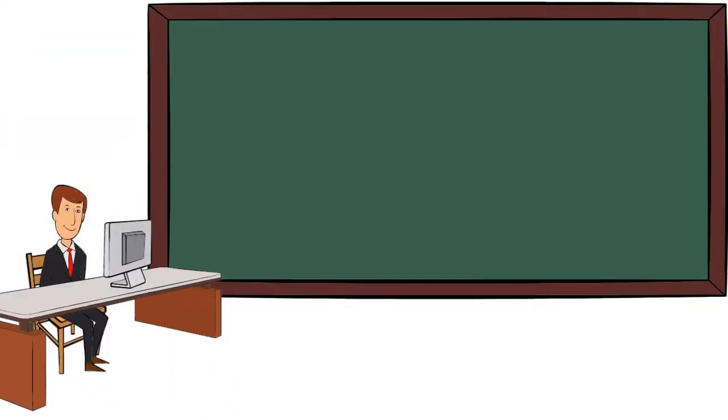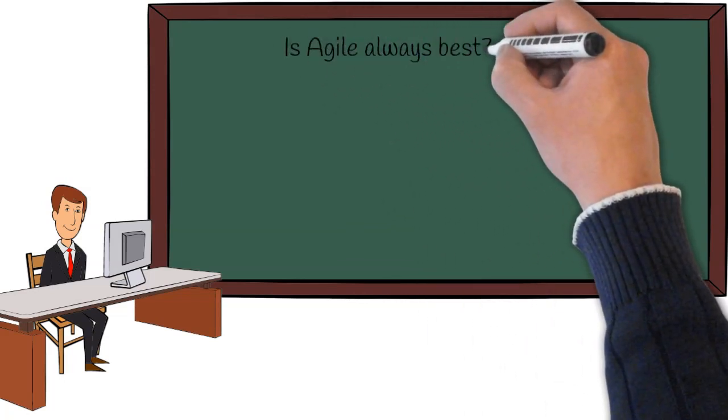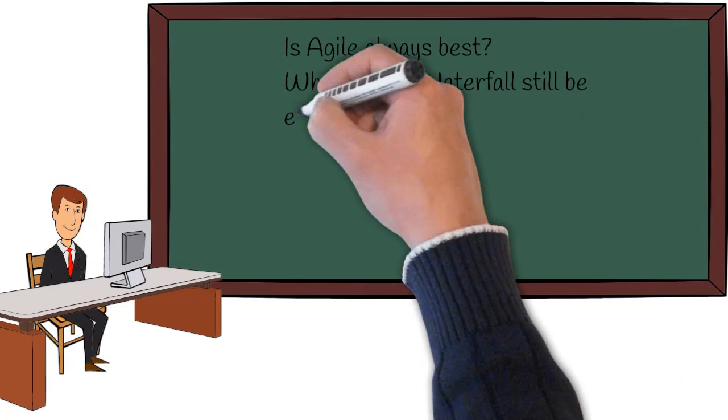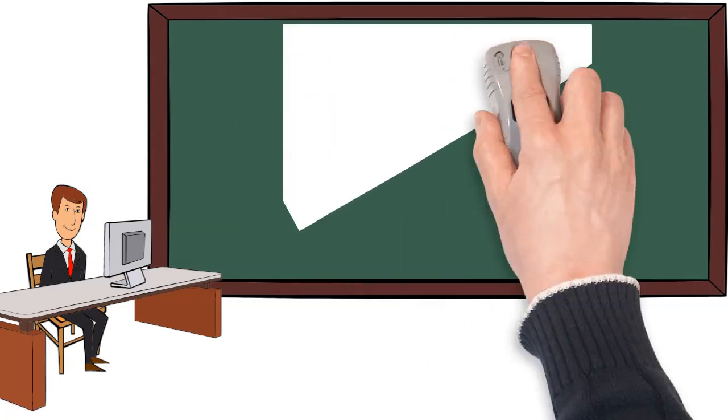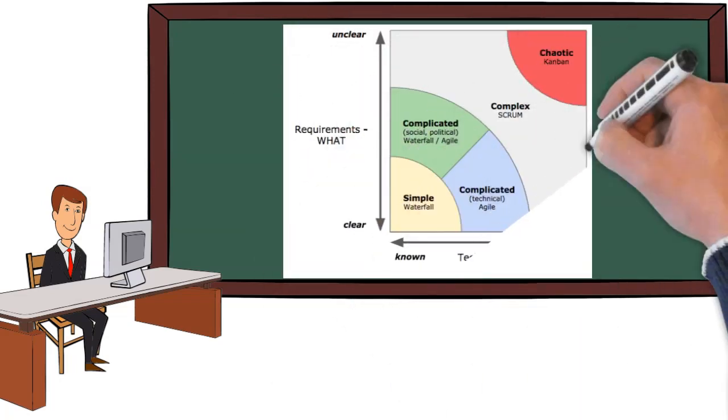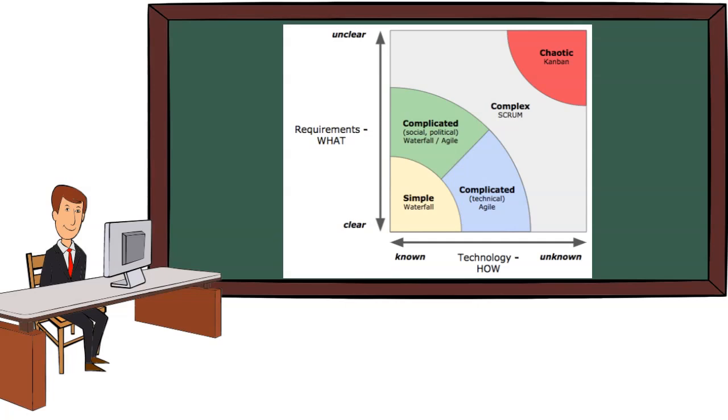We're coming to the end of this presentation now, where we're going to focus on the final two questions. Is Agile always best? When would Waterfall still be effective? And the easiest way to answer this question is by looking at the graph on the board. Down the left-hand side, we can see the requirements, the what, starting off with clear at the bottom and unclear at the top. And across the bottom, we have the technology, the how. To the left, we have known, and to the right, we have unknown.